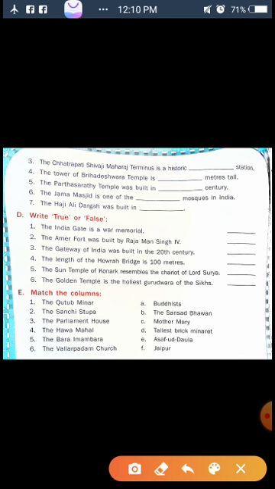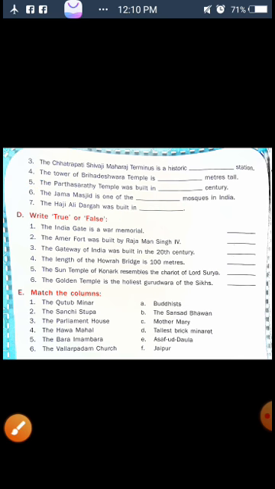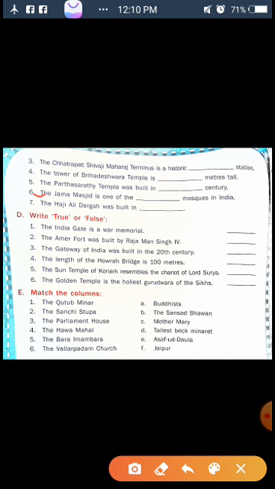Then question number 5, the Parthasarathi temple was built in dash century. The Parthasarathi temple was built in the 8th century. Then question number 6, the Jama Masjid is one of the dash mosques in India. It is the largest, L-A-R-G-E-S-T. It is the largest mosque in India.